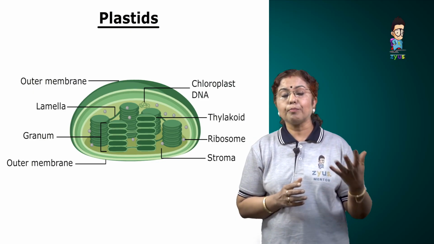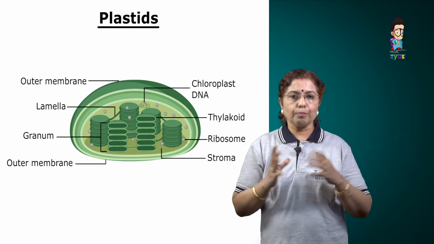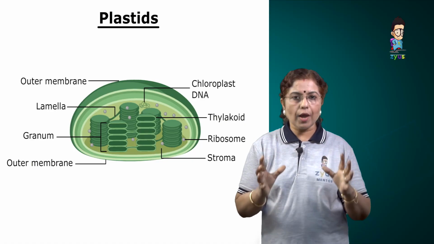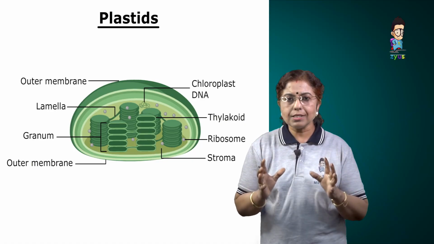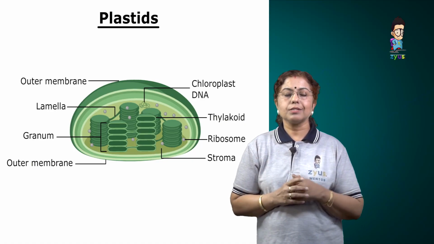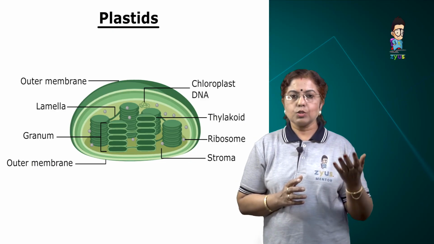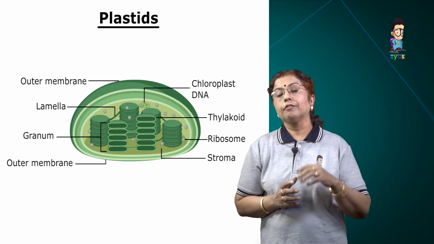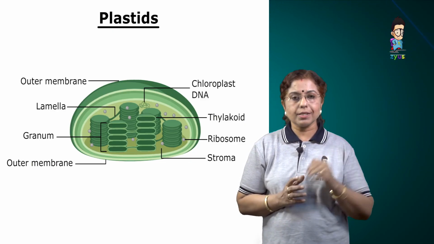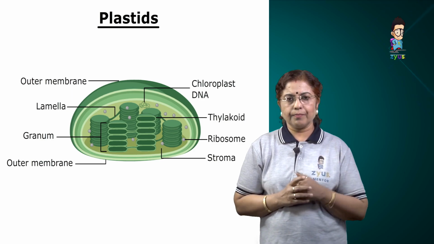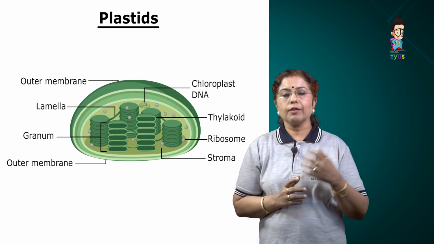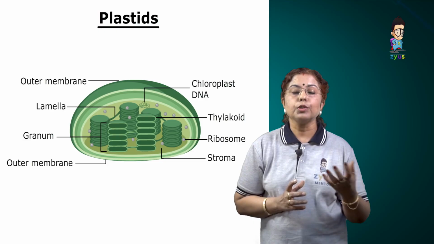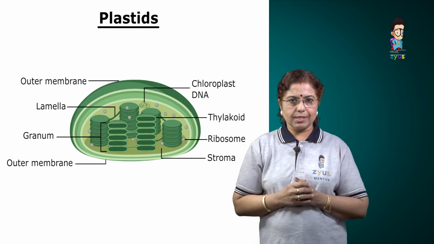The third type of plastid is called as leucoplast. The word leuco means white, colorless. So the plastids without color is called as leucoplast. So leucoplast you can find in plant parts like fruits and flowers. White coloring fruits and white color flowers are due to the presence of leucoplasts.